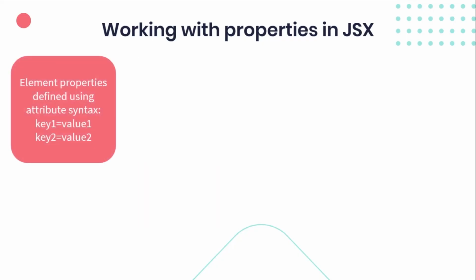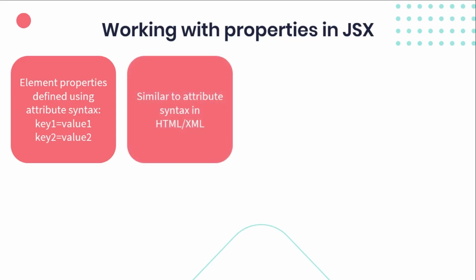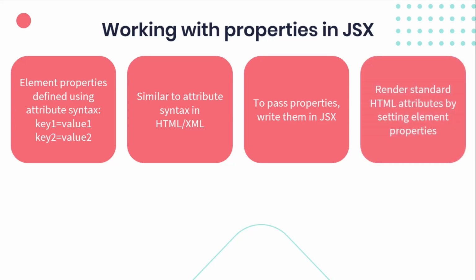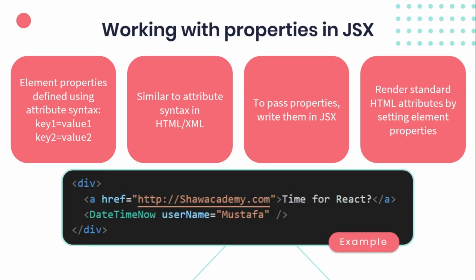Element properties are defined using attribute syntax. That is, we use key1 equals value1, key2 equals value2 notation inside of the JSX tag to define both HTML attributes and React component properties. This is similar to attribute syntax in HTML or XML. In other words, if you need to pass properties, write them in JSX as you would in normal HTML. Also, you render standard HTML attributes by setting element properties. For example, this code sets a standard HTML attribute href for the anchor element A.